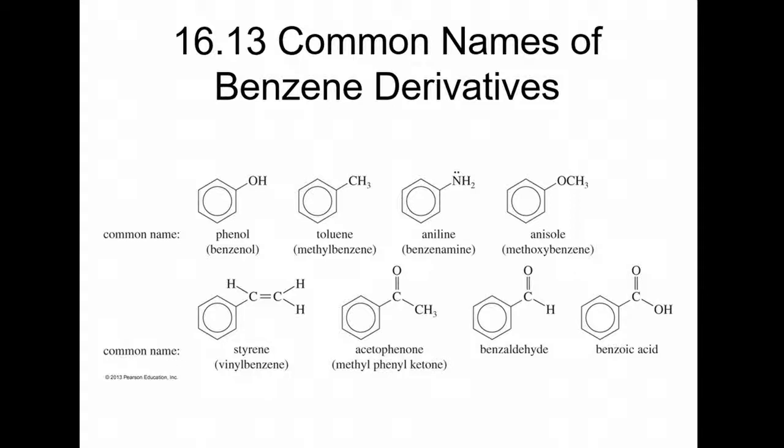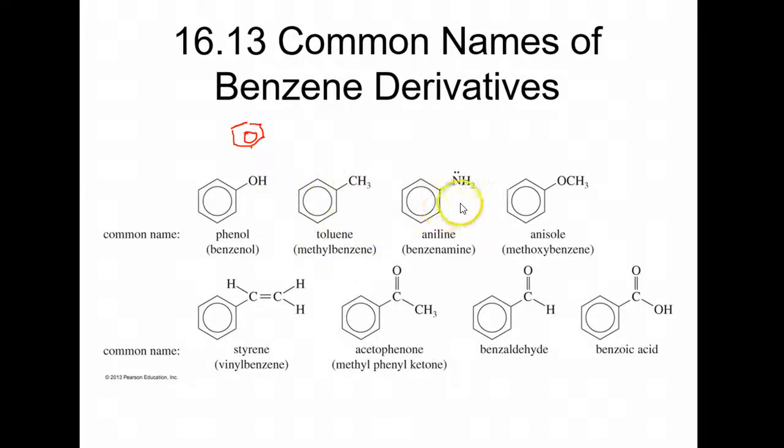All right, common names. We do get a little more into naming next chapter, I believe, but these are just common names for how you name aromatic compounds. You have your benzene ring, which is what this chapter is all about. If you have an OH on your aromatic ring, it has a special name. It's called phenol. That's a common name. Methyl benzene is called toluene, the shorthand for that compound.